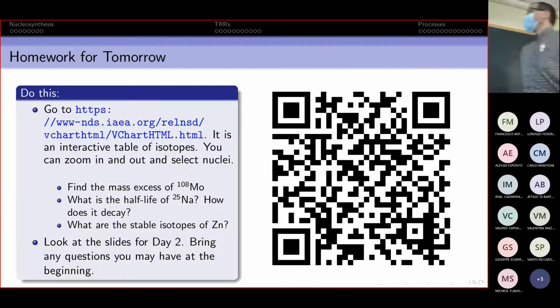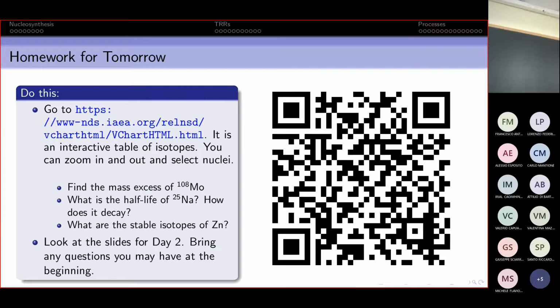Now, some homework. You can go to this web page here, and here's the link for it, QR code. This is an interactive table of isotopes. I actually use this all the time in my work. This was created by the International Atomic Energy Agency, out of Vienna, Austria. You can click on isotopes, zoom in, zoom out, and get all kinds of information on isotopes. Then take a look and see if you can try to answer these questions here.